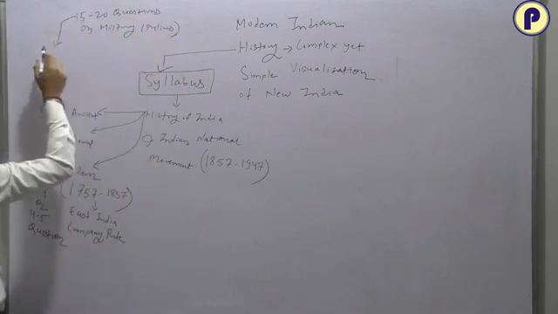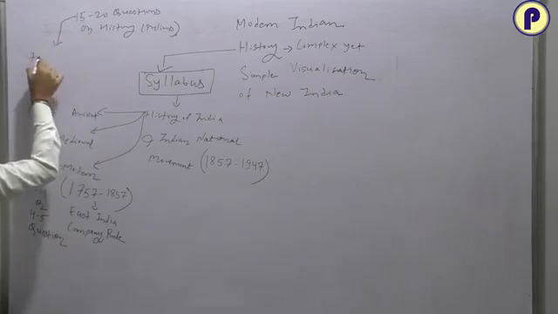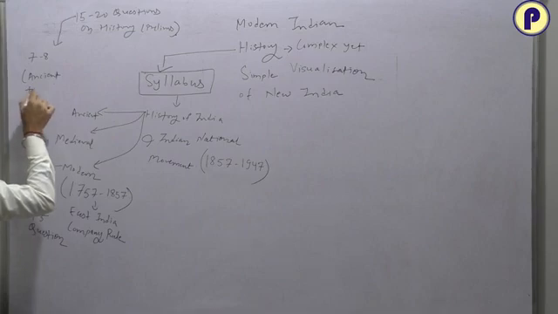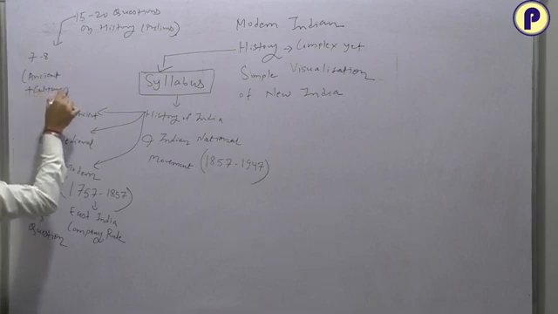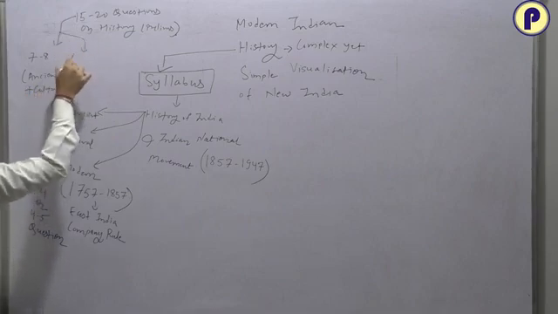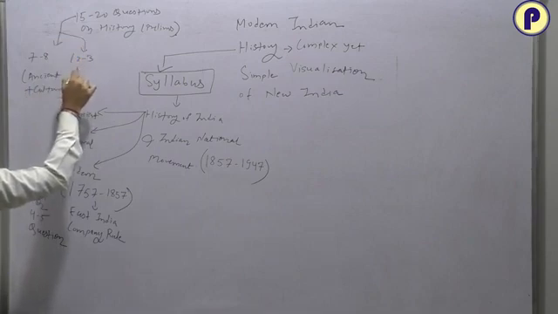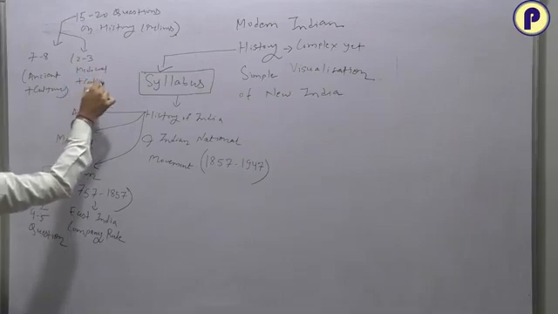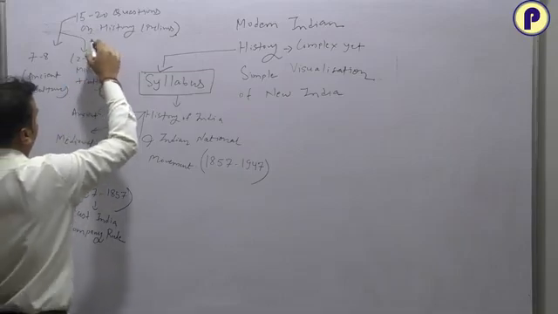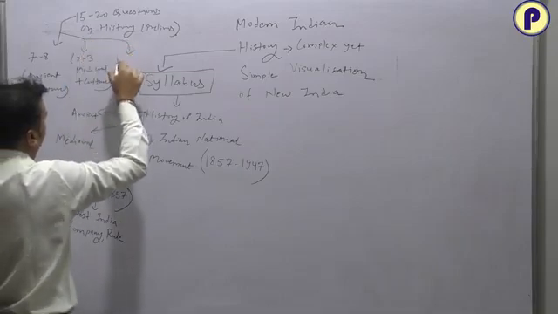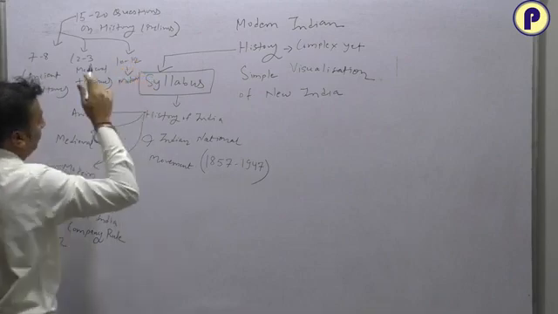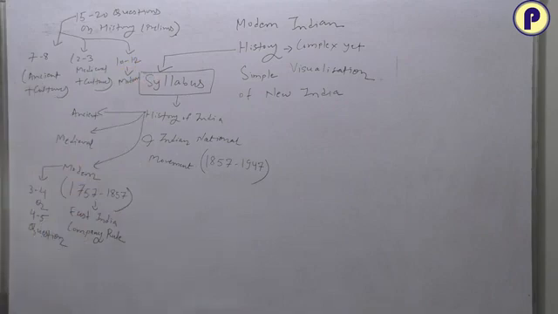Out of that, 7 to 8 are on ancient plus culture, and 2 to 3 on medieval plus culture. Okay, so the remaining questions, 10 to 12 questions, are on modern.